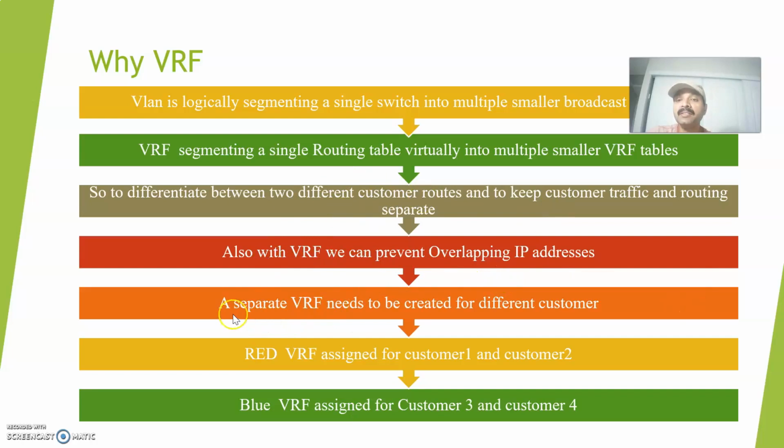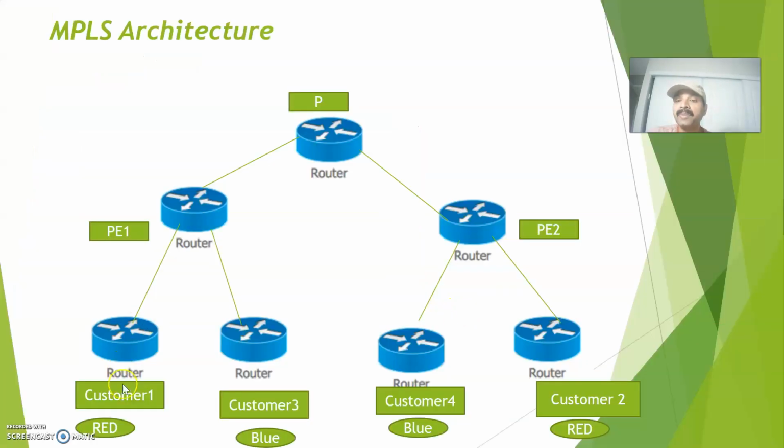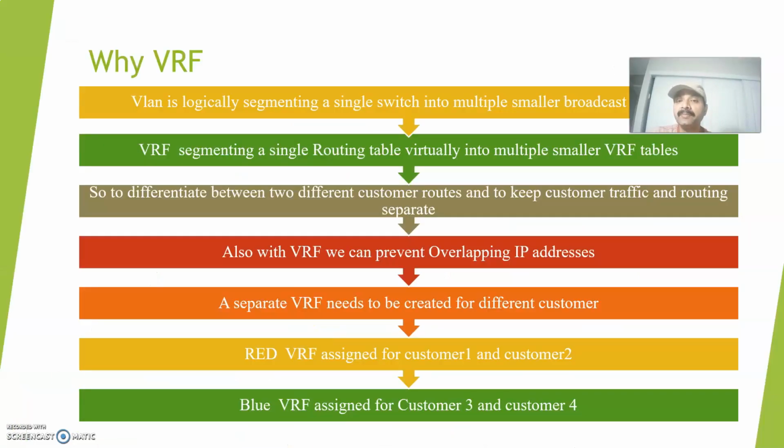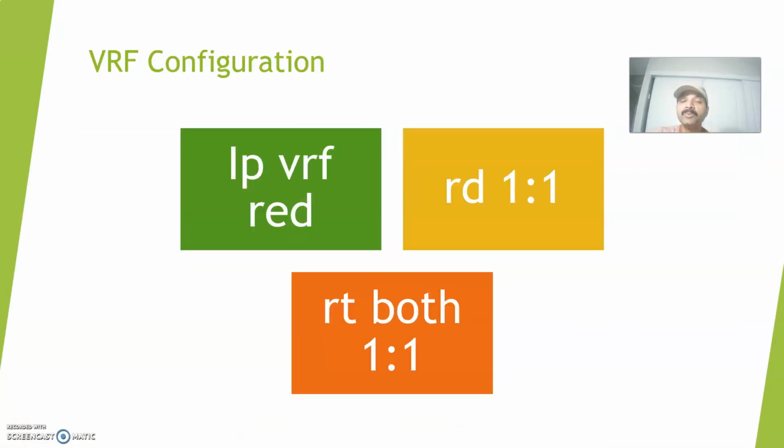The second thing is that a separate VRF needs to be created for different customers. Assume customer 1 and customer 2 both belong to the same company. In that case, I can use the same VRF value for customer 1 and customer 2, and assign a different VRF to customer 3 and customer 4. In that way, I can keep the routing table and the traffic separate, and also distinguish between different customer routes and prefix values.